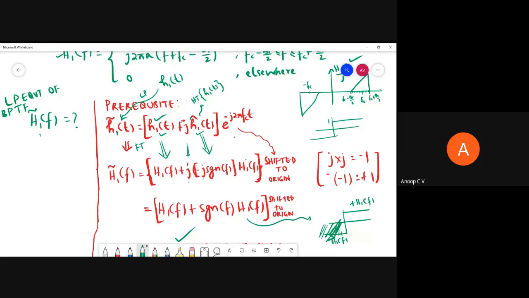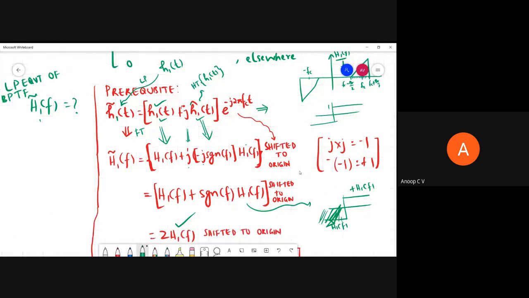I have discussed this in detail when I covered the topic of Hilbert transform, pre-envelope and complex envelope, so please refer back to that video. It is not exactly required for you, but some of you may be wondering how this came about. For them, this is how you can obtain the low pass equivalent of the band pass impulse response H1 of t.